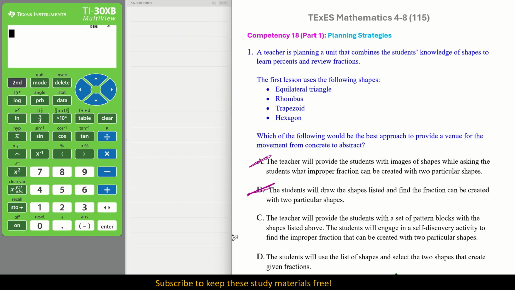Okay, all right. So let's look at C. The teacher will provide the students with a set of pattern blocks. Okay, I like it. With the shapes listed above, the student will engage in a self discovery activity to find the improper fraction that can be created with two particular shapes. I like it. So I'm going to say C. Let's look at D. The students will use the list of shapes and select the two shapes that create given fractions. Okay, that doesn't make sense because there's tons of things missing.